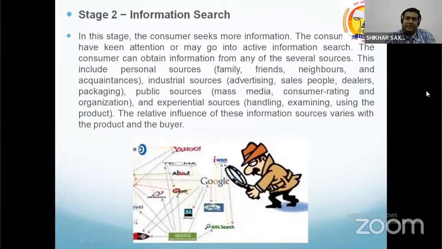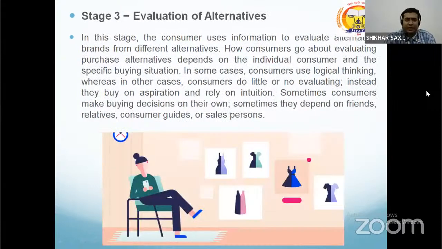Second stage: in this stage, the consumer seeks more information. The consumer is keen to make an active information search. The consumer can obtain information through any of several sources available. This includes family, friends, neighbors, and acquaintances. Commercial sources include advertising, salespeople, dealers, and packaging. Public sources include the mass media, consumer rating organizations, and experiential sources include the handling and examining of the product. The relative influence of these information sources varies from product to product and from buyer to buyer.